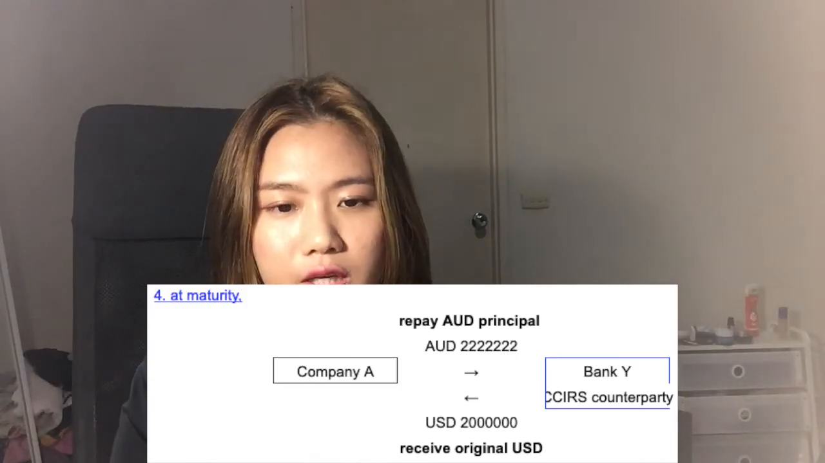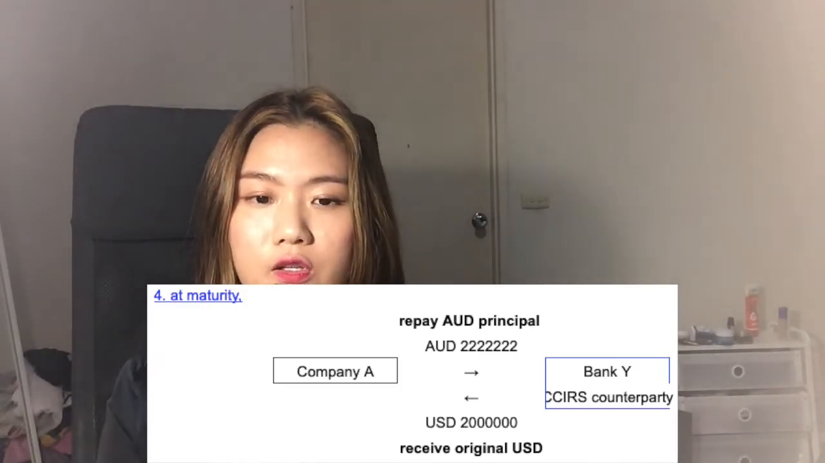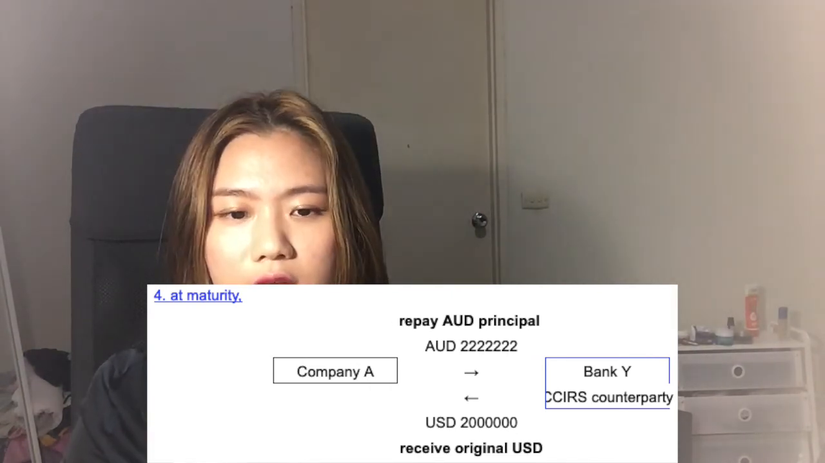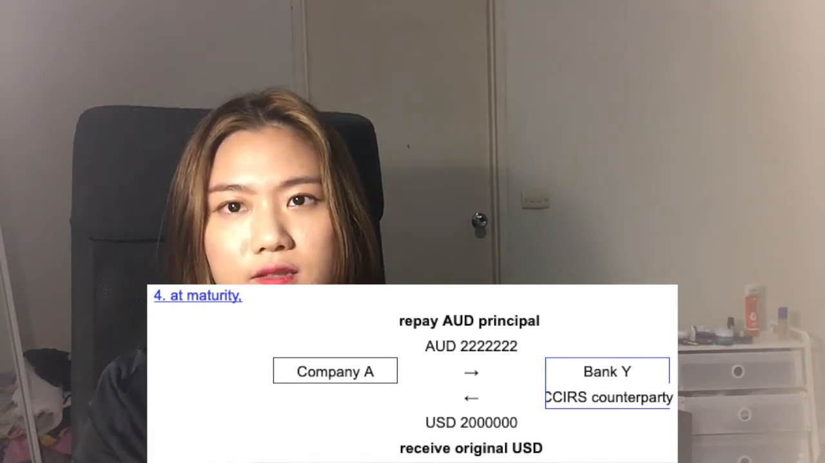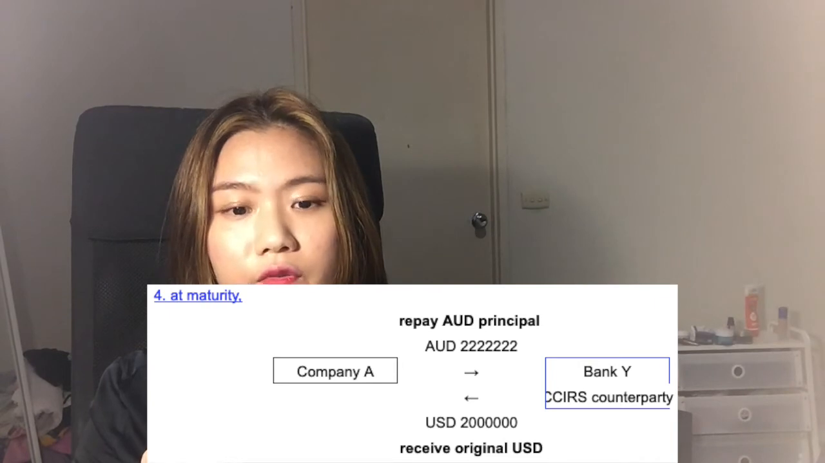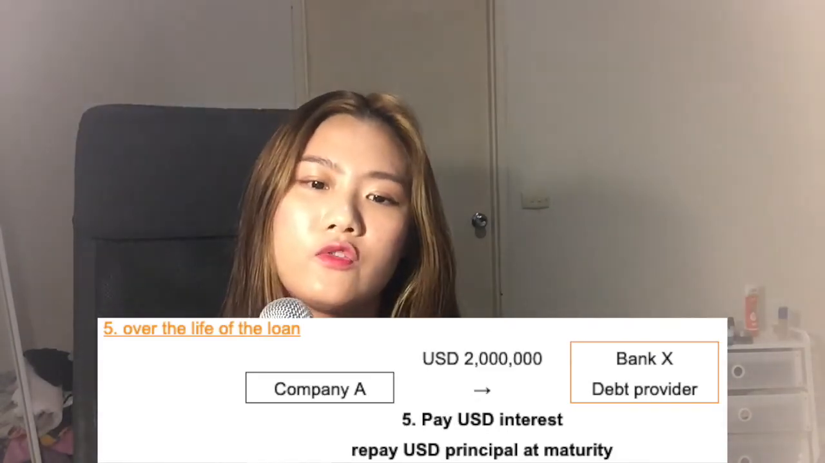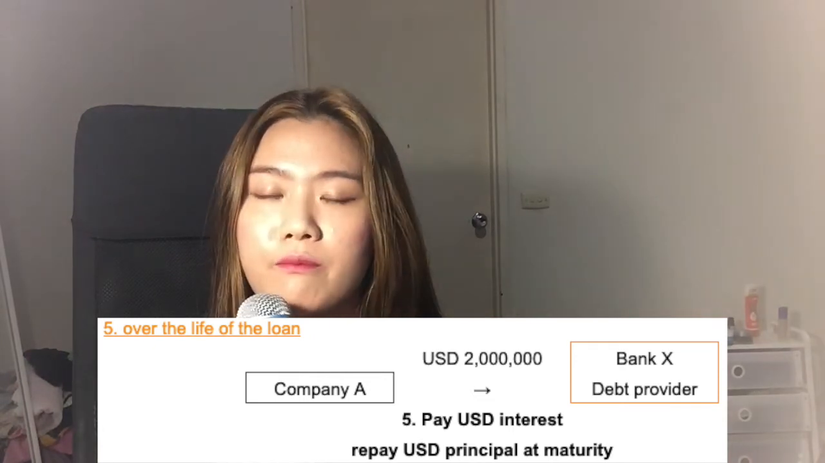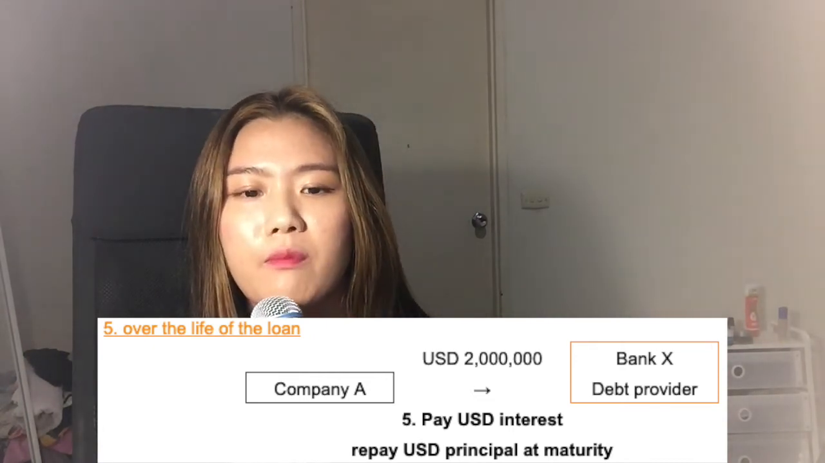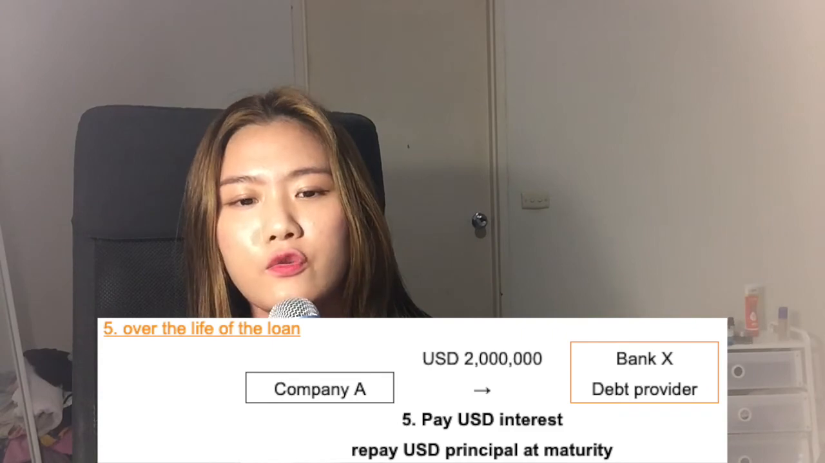And at maturity, it will repay the Australian dollar principal to Bank Y and it will receive the original USD 2 million that it gave. And over the life of the loan, as it received the USD 2 million from Bank X, it will later pay USD 2 million.